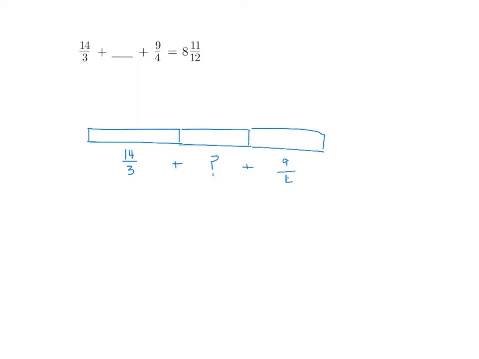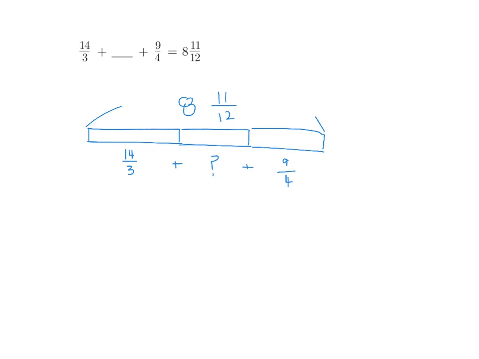This is an interesting problem. We have 14 thirds plus blank plus 9 fourths. And we know the answer is going to be 8 and 11 twelfths. Let's draw a picture to help us out. So we know that we have 14 thirds. We're going to add something. We don't know what it is. Right? And we have 9 fourths. And all together, everything added up is going to equal 8 and 11 twelfths.